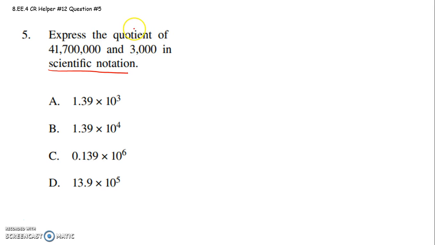Quotient. Mrs. Gandro says use that little dot above the i to remind yourself quotient means division. So we're going to take 41,700,000 and divide it by 3,000. I'm going to write them both in scientific notation to start.